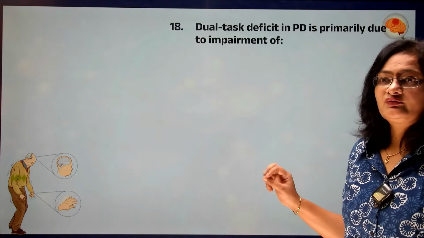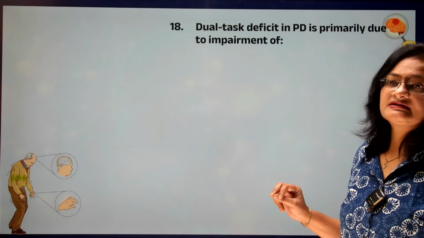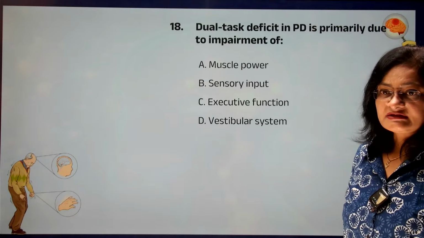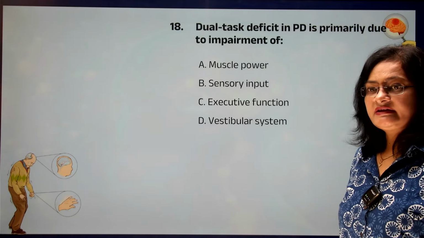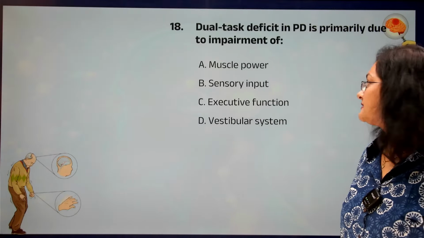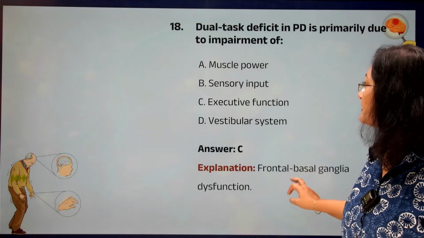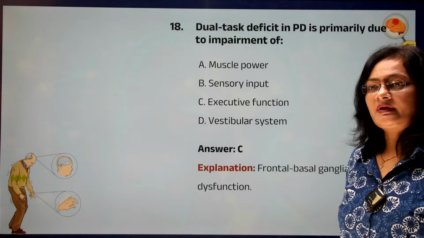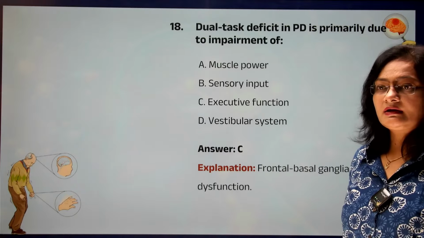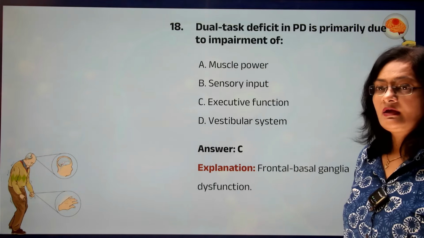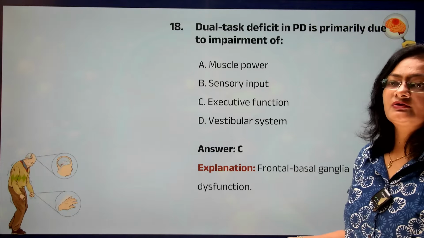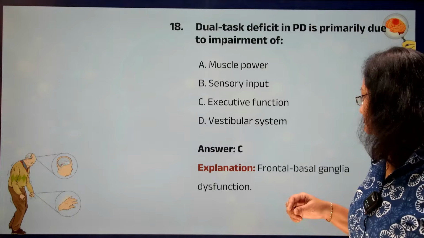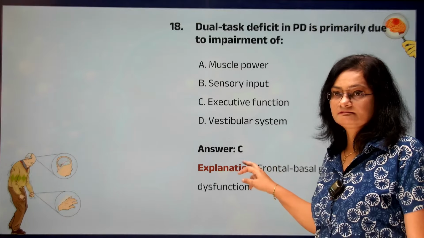Dual task deficit in Parkinson's disease is primarily due to impairment of muscle power, sensory input, executive function, and vestibular symptom. So our answer will be C. When executive function is affected, the patient will have difficulty in performing the dual task. Frontal basal ganglia dysfunction will result in dual task deficit, and that will be produced in the patient with Parkinson's disease.